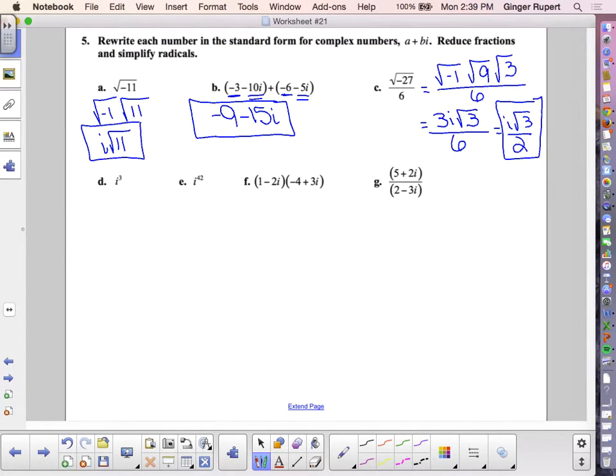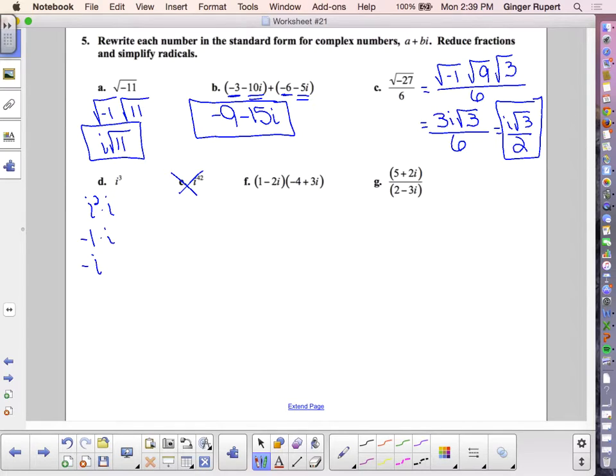D, I hadn't really talked about this much, but we will talk about it more in the next chapter. i to the third is actually i squared times i. i squared is negative 1, so that's negative 1 times i, so it becomes negative i. E is i to the 42. So if you think about that, actually, let's skip that problem. We'll talk about that problem next chapter.